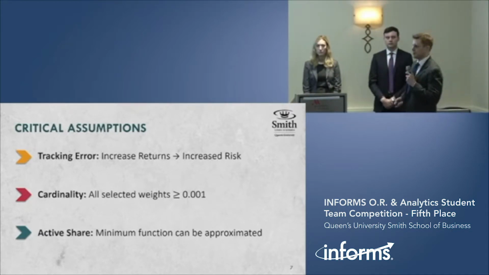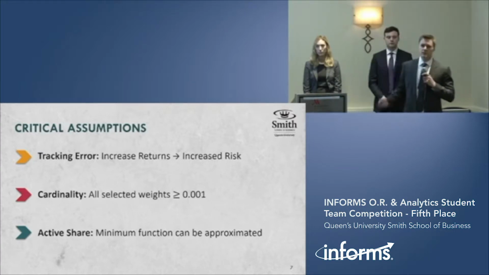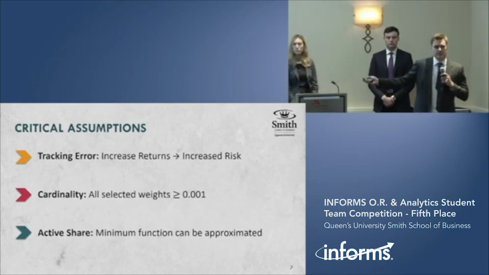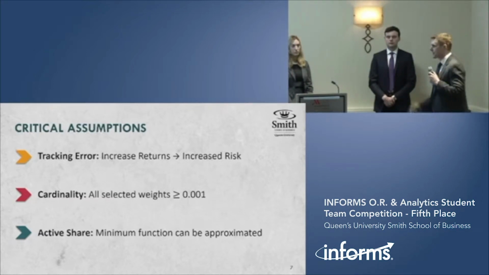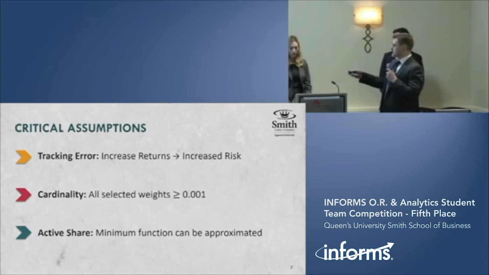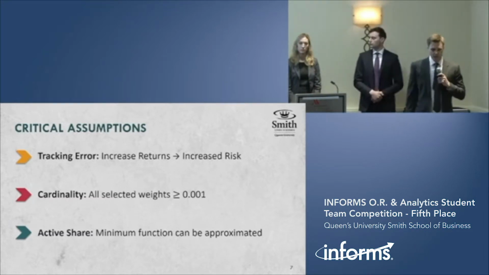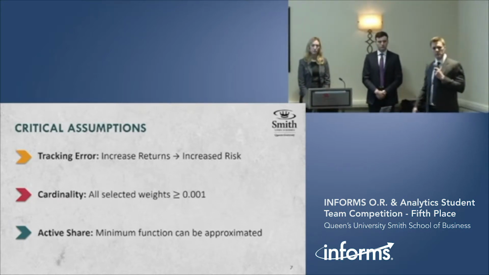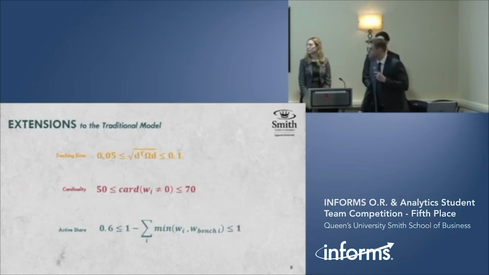And rather than look at only counting assets that have weights of greater than 0.001, we actually limit our model to select weights of 0.001 or above. And that helps not only with our cardinality, but you'll see how that actually plays into our active share constraint as well and how we simplify that. And with active share, what we needed to do was find some way to approximate your minimum function, and we've done that using the cardinality, and I'll show you how we do that. But the assumption here is that we can approximate that minimum function using a linear function, which allows us to then use it as a simple constraint in an optimization model.